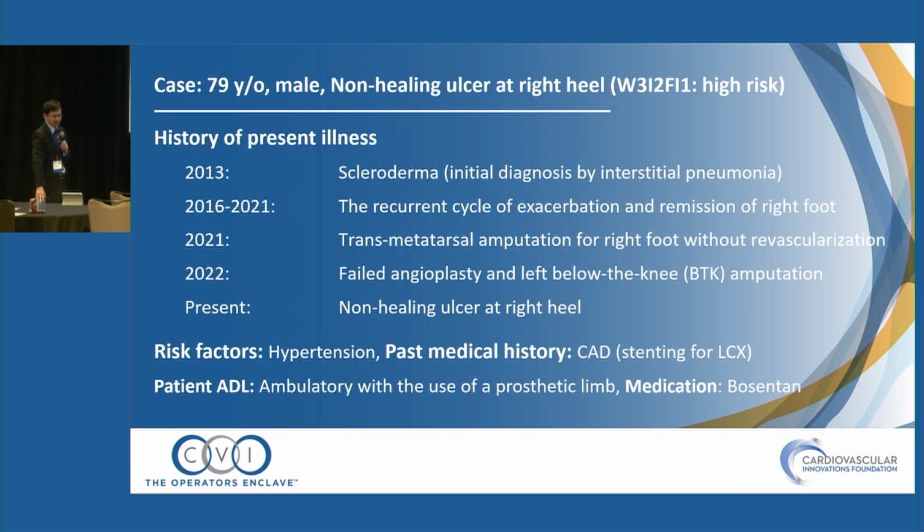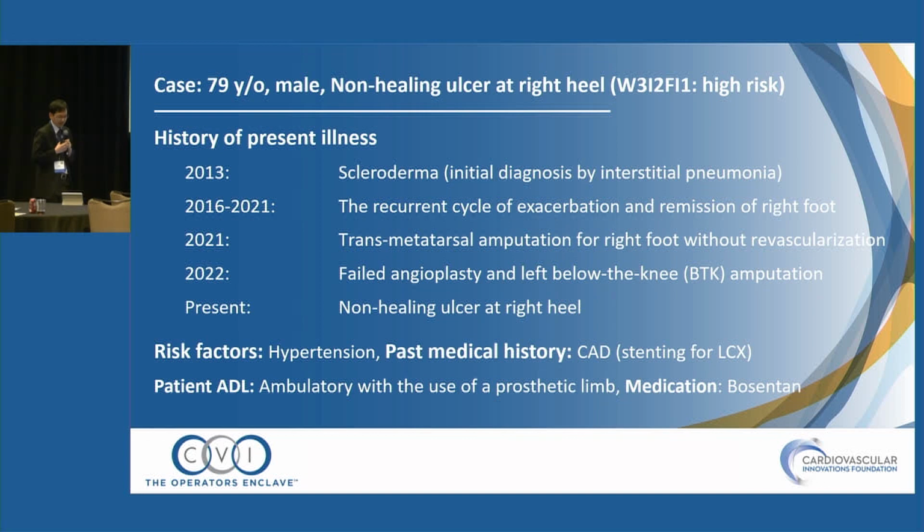The patient is a 79-year-old male who presented with a non-healing ulcer. On his right, he was classified as WIfI W3I2FI1. He was diagnosed with scleroderma in 2013 and has been taking a steroid and Bosentan. From 2016 to 2021, he experienced a recurrent cycle and remission of the ulcer on his right foot. In 2021, he underwent a below-the-knee amputation on his left leg due to failed angioplasty.